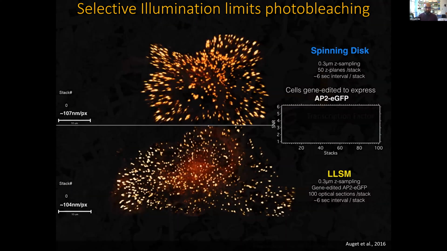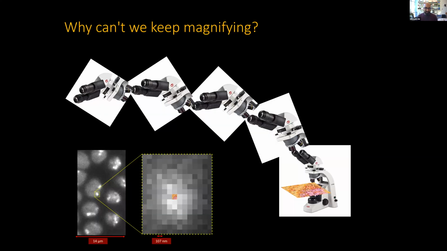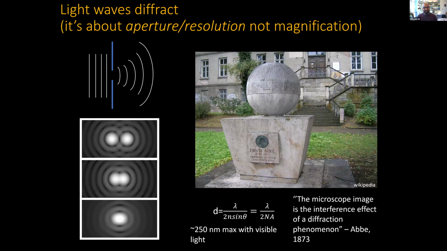Now, we solved the contrast problem, but this does not allow us to actually access the spatial scales that we're interested in. Remember, we want to understand how these transcription factors are finding their targets, and this is just 100 nanometers square. So the question is, why can't we just keep magnifying our images until we can see these molecules? We can't just keep putting microscopes on top of microscopes because of something called the diffraction limited resolution of light. This is literally written in stone in a monument to Ernst Abbe, who derived this equation of resolution in light microscopy: the smallest distance between two features in your image that you can resolve is about half of the wavelength of the light that you're using to image them.